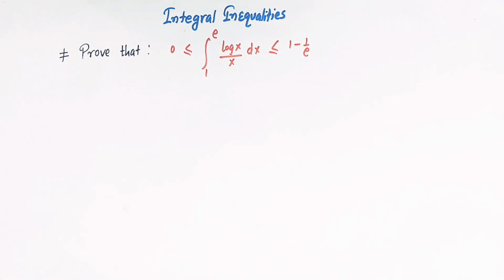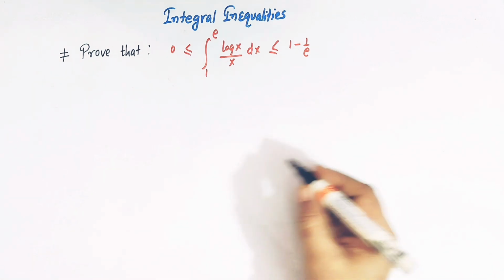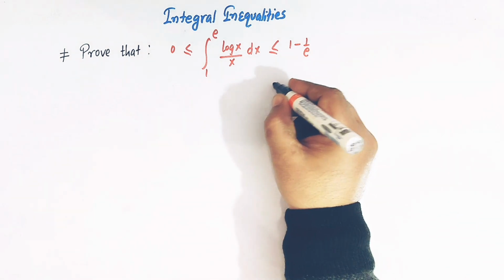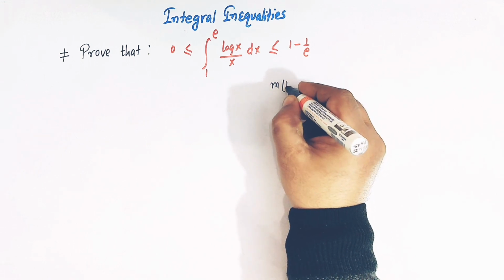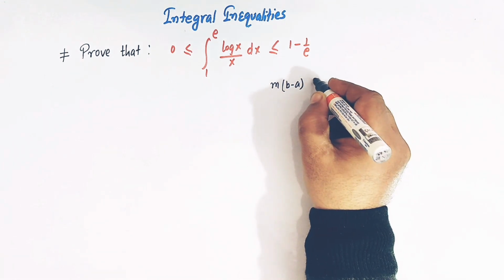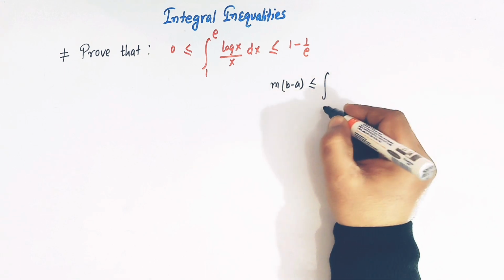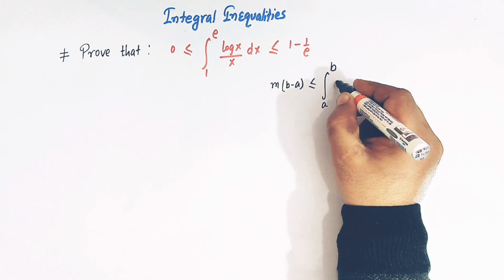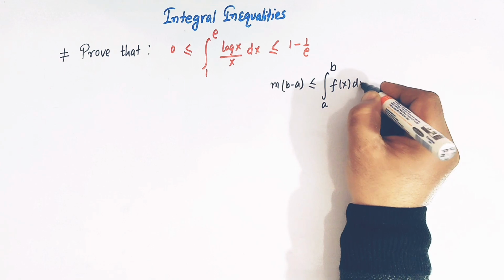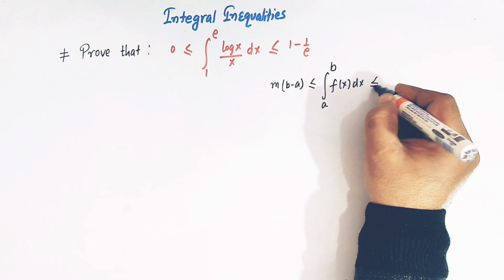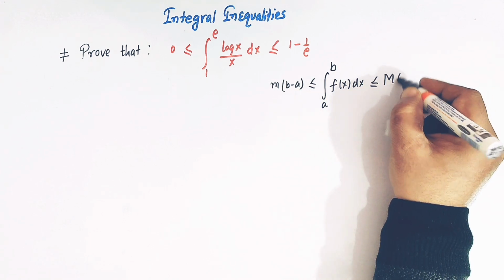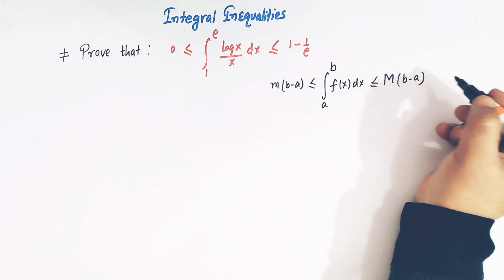To prove these kind of integral inequalities, we make use of one important concept from integral inequalities in which we have m times (b minus a) is less than or equal to the integral from a to b of f of x dx, and this is less than or equal to capital M times (b minus a), right?